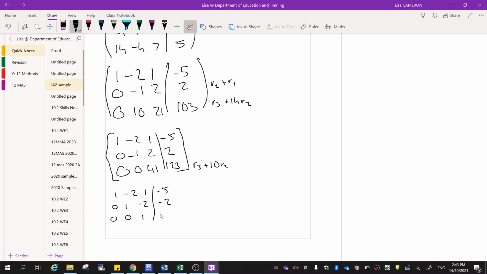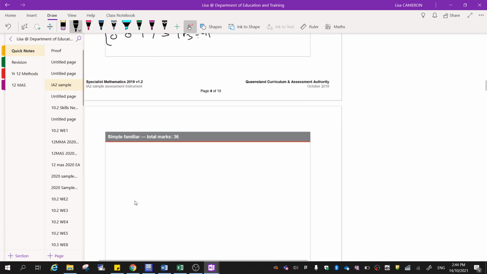So now that we've got that final row in, we've got the row of 1s and the 3 zeros down the bottom, which is row echelon form. However, the question asked for reduced row echelon form. I'm just going to write in what I've done here so that you can see what's happening. Divided by 41.